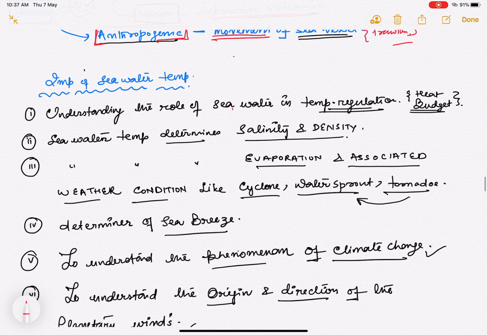Next, importance of seawater temperature. See, understanding the role of seawater in temperature regulation. Number one, seawater temperature determines salinity and density. Number three, seawater temperature determines evaporation and associated weather conditions like cyclones, water spouts, and tornadoes. Remember that a tornado over the ocean is called a water spout. If you do not know what a cyclone is and what a tornado is, I would again request you to go back and watch my video.